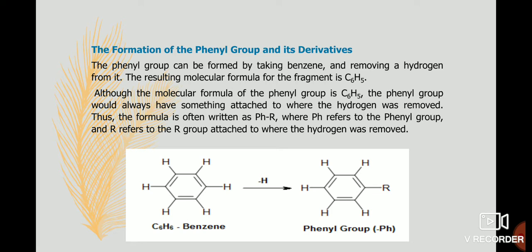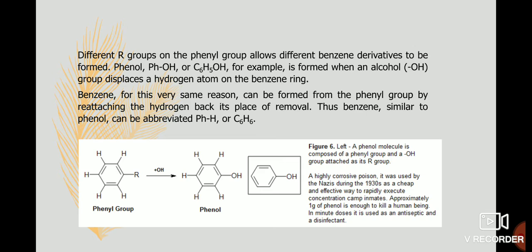So here we see the C6H6 benzene molecule, and when the removal of a hydrogen atom occurs, we have a phenyl group, Ph, with R substituted on the same position or the place from which the hydrogen atom was removed. Different R groups on the phenyl group allow different benzene derivatives to be formed. So how are benzene derivatives formed? By the removal of a hydrogen atom and the substitution of various groups on the position on the phenyl group or the benzene molecule.